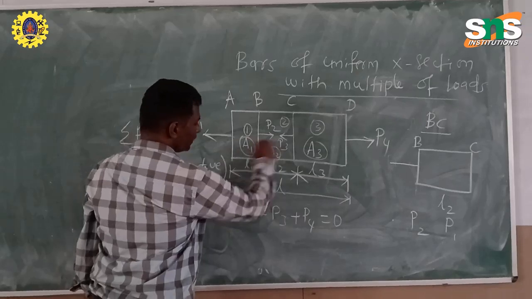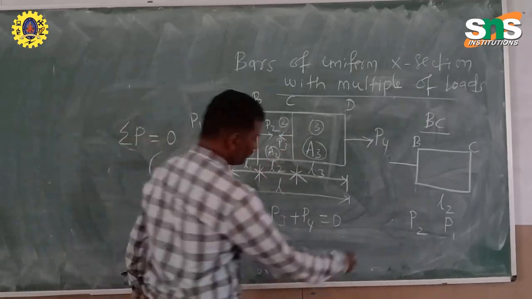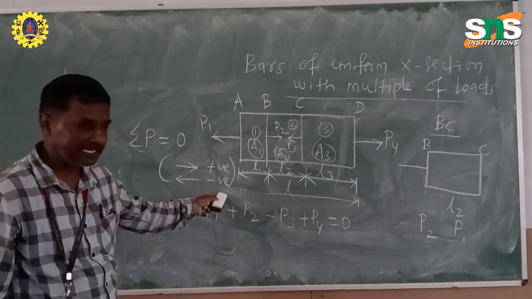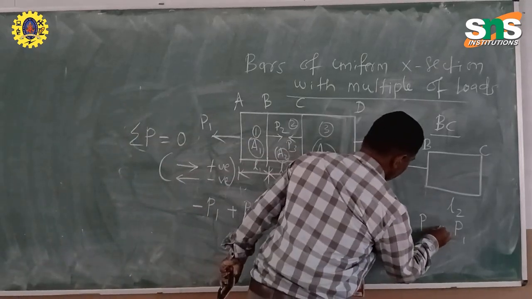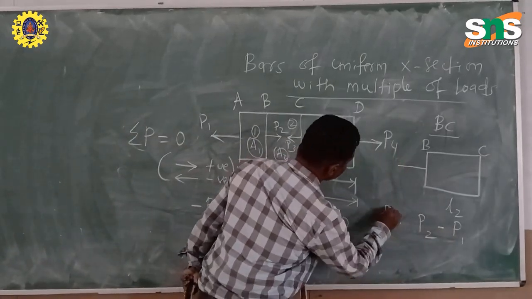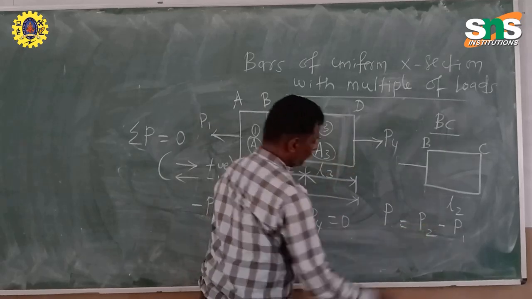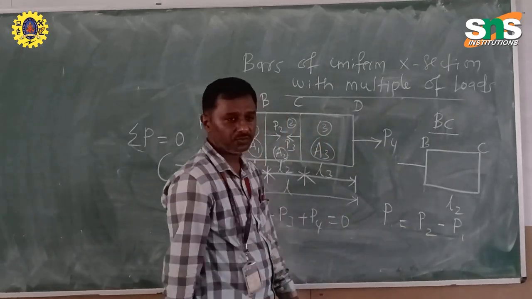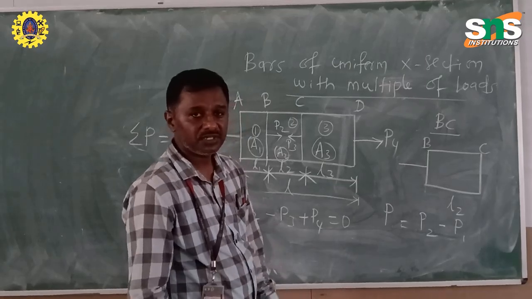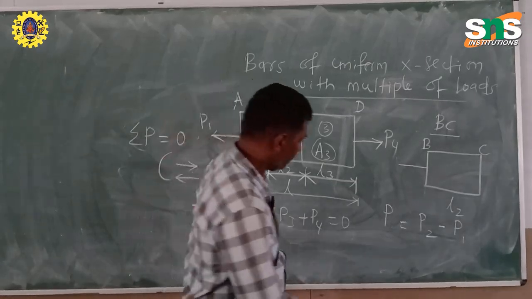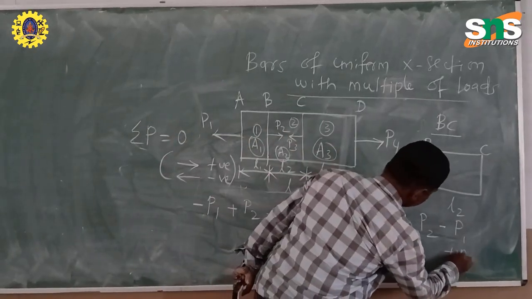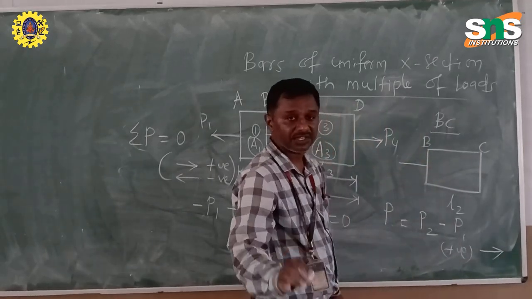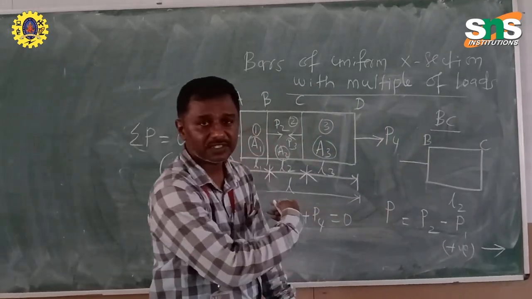Since P2 is towards right, that is a positive value, and P1 towards left is taken as negative. So P2 minus P1 is the load here. You can find it. If P2 minus P1 is positive, it goes towards the right side. If it is negative, it goes towards the left side.